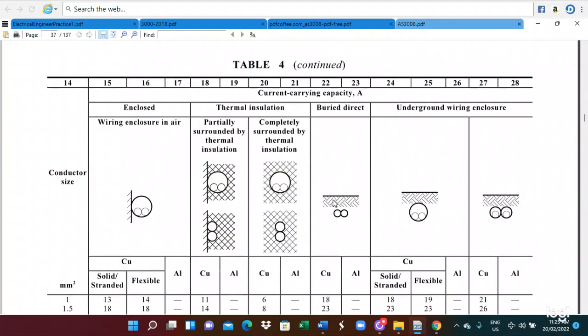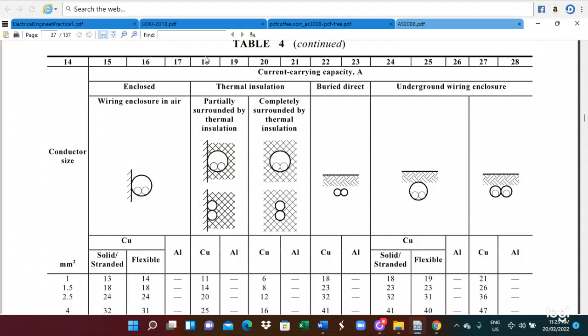This is partially surrounded by the thermal insulation. Column 18 is for the copper conductor, 19 for the aluminum conductor. In this case, we are using the copper conductor. Therefore, column 18 has to be utilized. The cable size given is 1.5 millimeter square. In this case, 14 amps is suitable. So this is the way we calculate it.